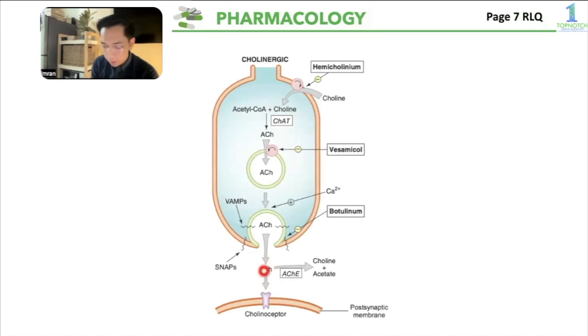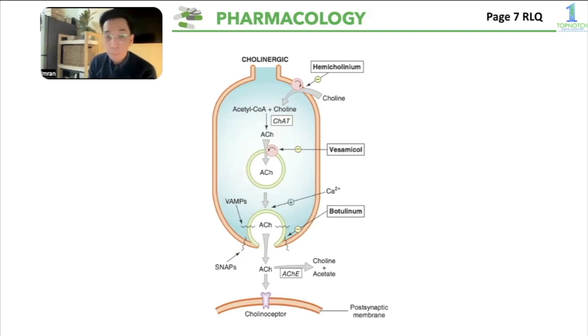Now, mainly your acetylcholine can have 3 fates. Your acetylcholine can bind to the cholinergic receptors. What are the cholinergic receptors we discussed earlier? Nicotinic and muscarinic receptors, right? Or it can be degraded to choline and acetate using your acetylcholinesterase. Or it can also be reabsorbed or transported back to the presynaptic neuron so it can be recycled. So those are the three fates of your acetylcholine.